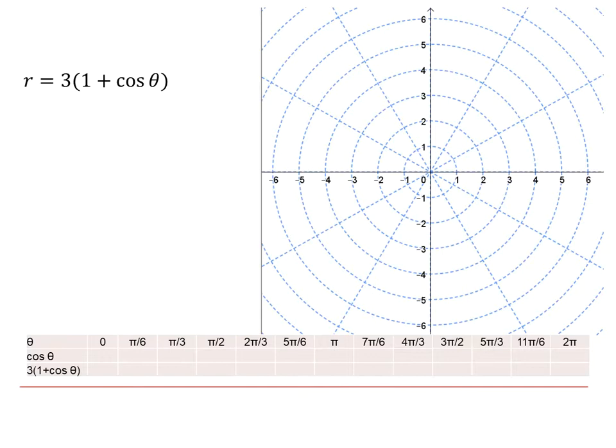So starting at 0, then our values are 1. At pi over 6, actually root 3 over 2, or 0.866. I'll write in some others. At a third pi, it's come down to a half, and then down to 0. But we could start plotting values then with 3 multiplied by 1 plus cos theta. So this would start off at being equal to 6. 1 plus 1 is 2, so 3 times 2 is 6. And by the time we get down to pi by 2, it's reduced to 3.